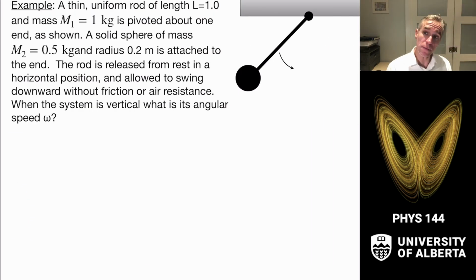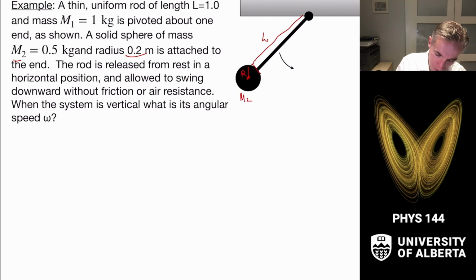And then, last but not least, let's consider a similar situation. We're going to stick a sphere on the end of it. So we have a rod of length L around this pivot point, and then a sphere with its own mass and radius here. This is M2 and this is M1. We want to figure out, when the system is vertical, what's its angular speed, omega.